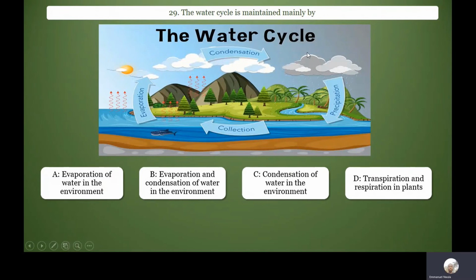The water cycle is maintained by B, evaporation and condensation of water in the environment. Water evaporates from liquid form to gaseous form to form water vapor, and then the water vapor condenses, that's from gaseous water to liquid water, and then falls as rain, that's precipitation. So both evaporation and condensation help to maintain the water cycle. The correct option here is B.